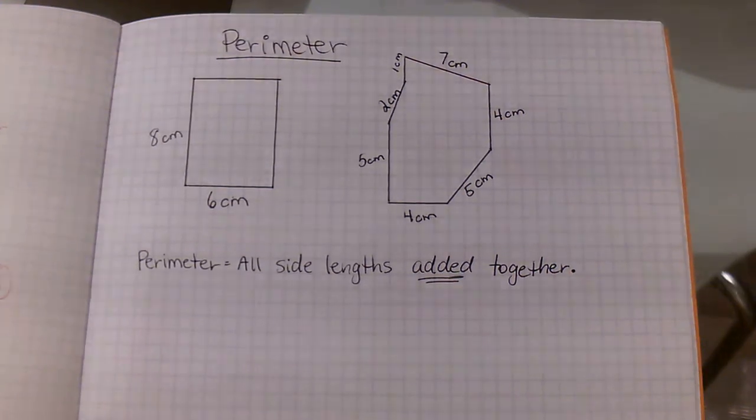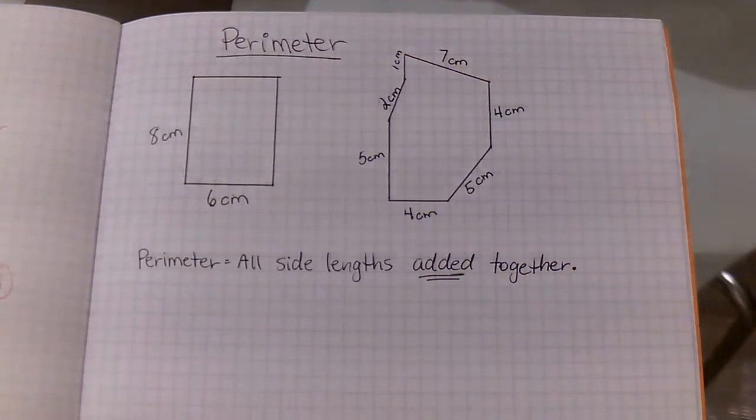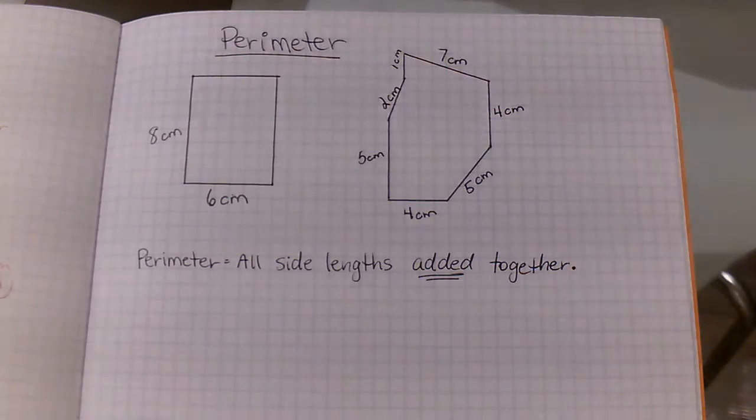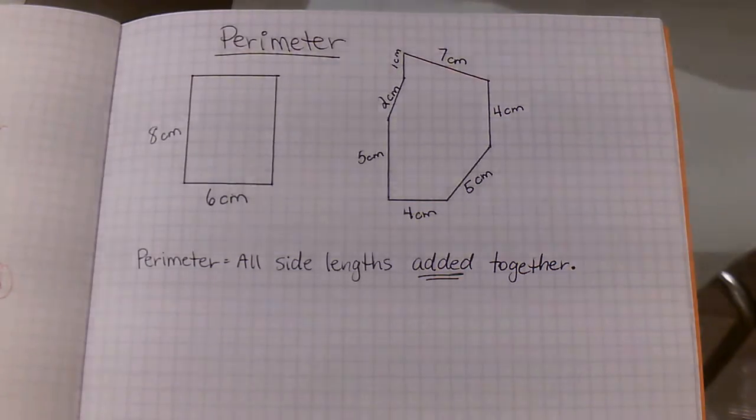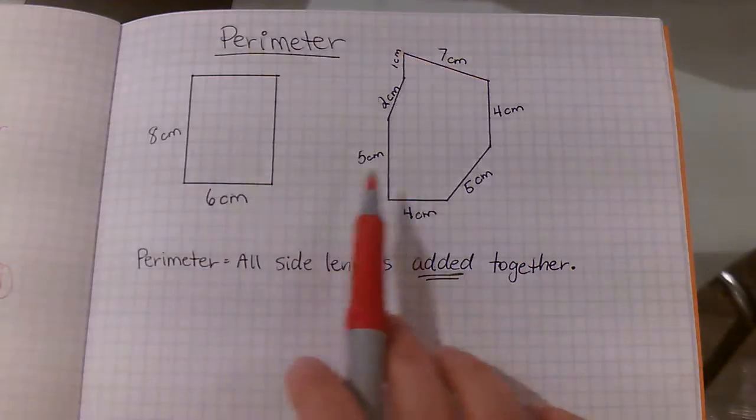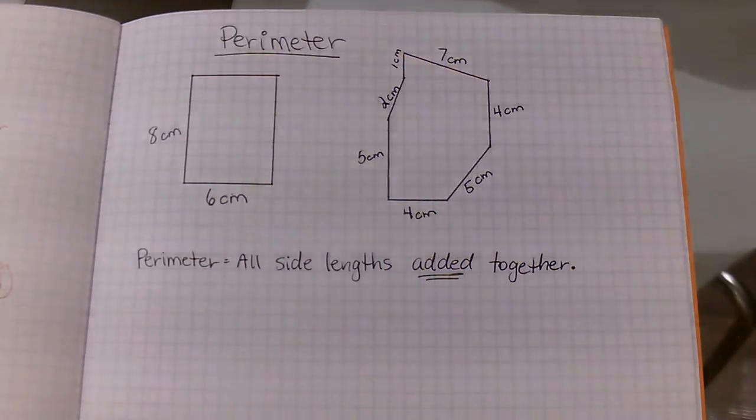Today we're going to look at perimeter and area. So this is a bit of a review from year 6, but we're going to go over how to find the perimeter of different shapes. So the perimeter is all the side lengths added together.